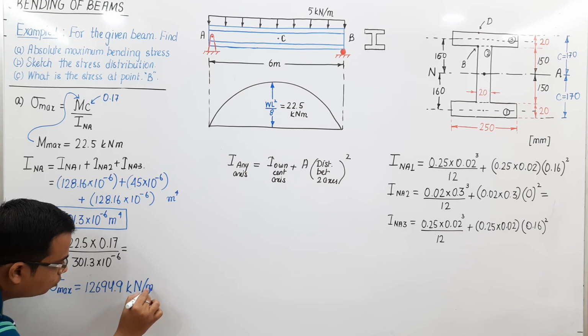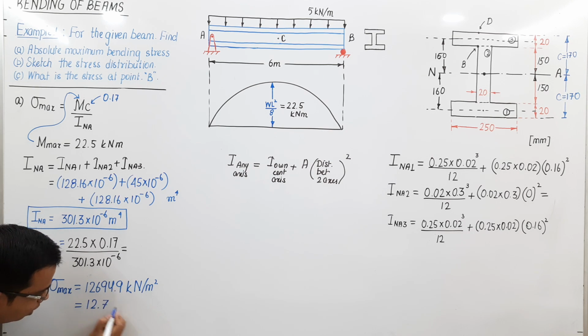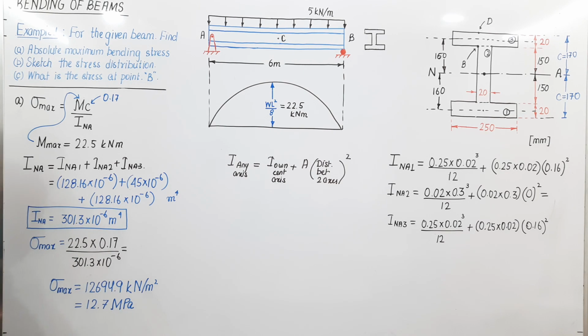kilonewton per meter square. So you shift 3 decimal places back, this kilo will turn to mega, and obviously sigma max, you just take this value, you can write this as 12.69. So 12.69, you just write it off, it is going to become 12.7 mega pascals. Okay, this is the value of sigma max that we are interested in.